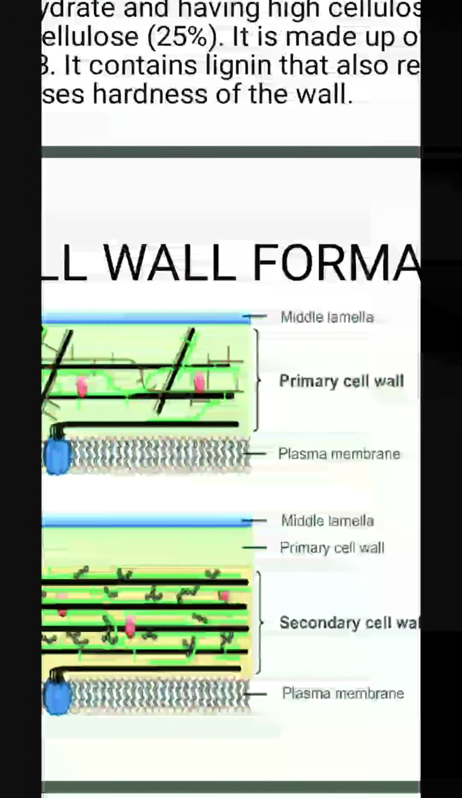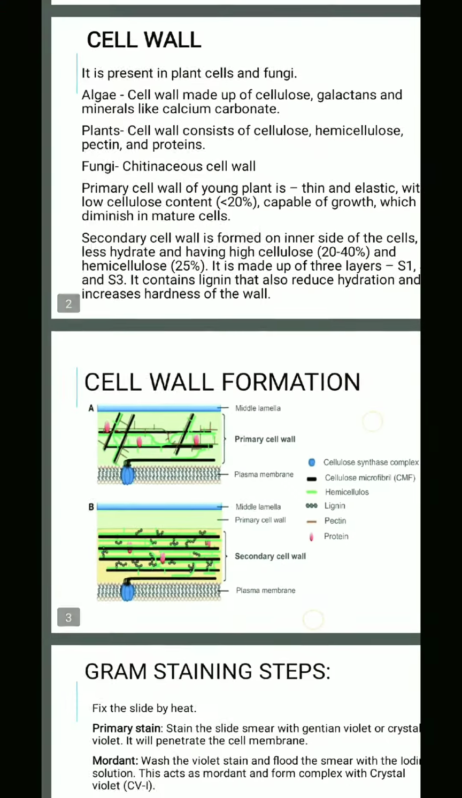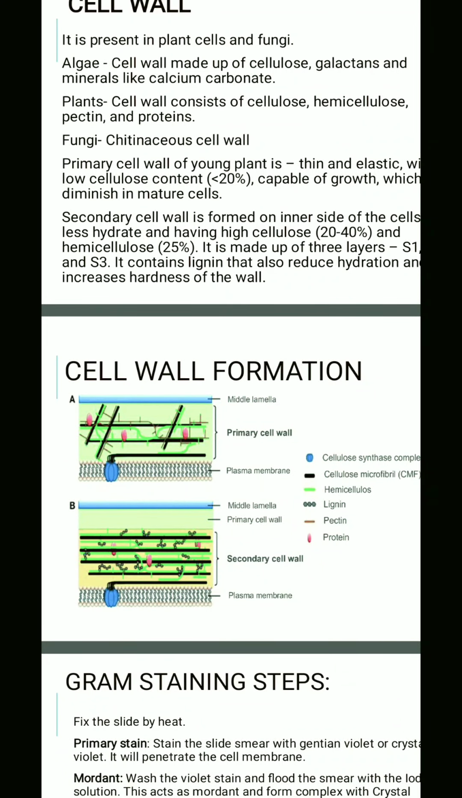In this particular diagram, you will be able to notice the primary cell wall. In that, you will notice a green colored structure, a pink colored structure, that is hemicellulose, pectin, and the thread-like structures called cellulose microfibrils, which are black in color.